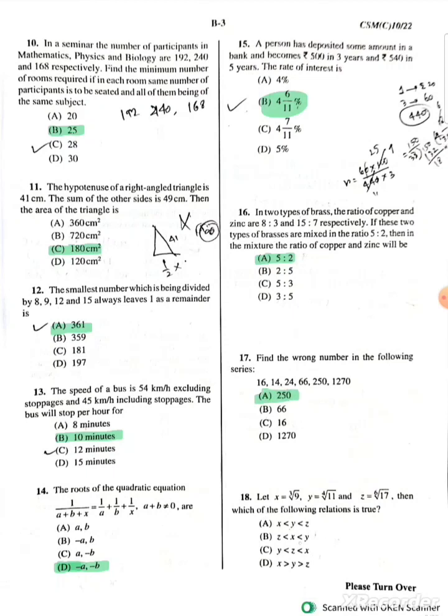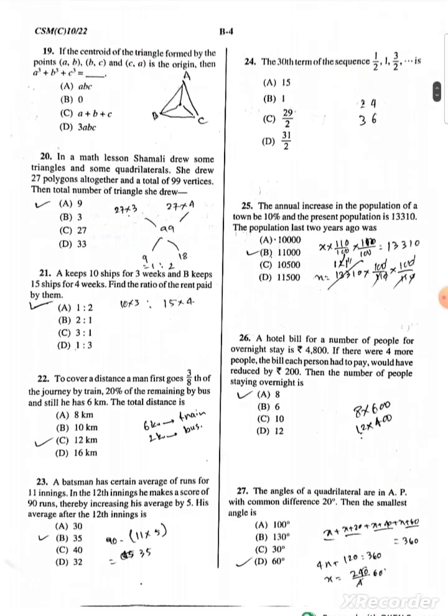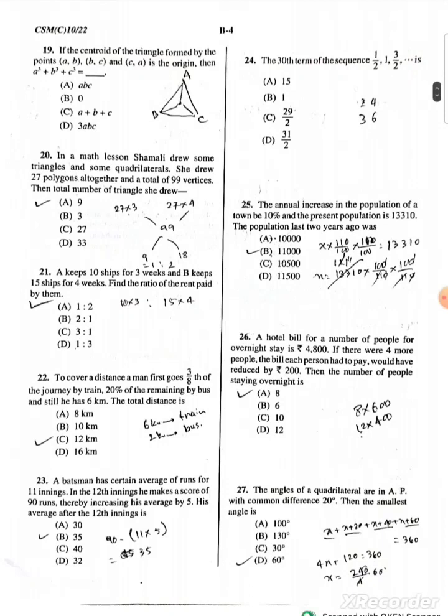Here you have to find out the relation among x, y and z. So after solving you will get x is greater than y is greater than z, option D. Question number 19, if the centroid of the triangle formed by the points A, B, C is the origin, then A cube plus B cube plus C cube equals 3ABC.